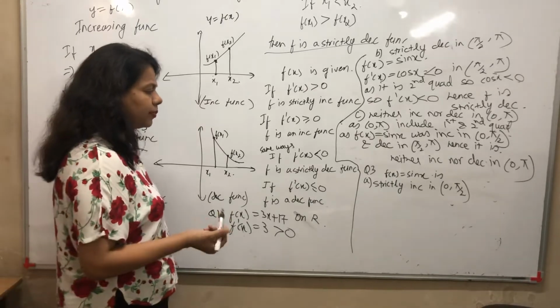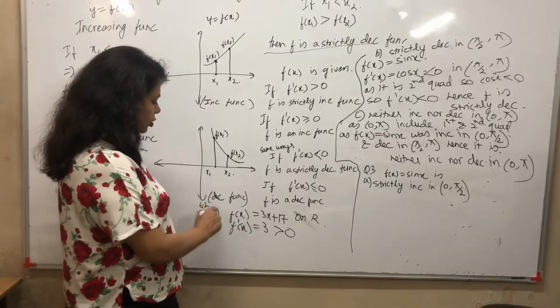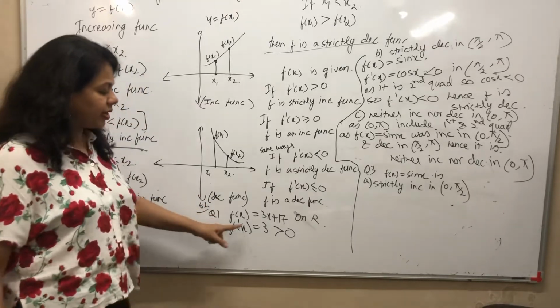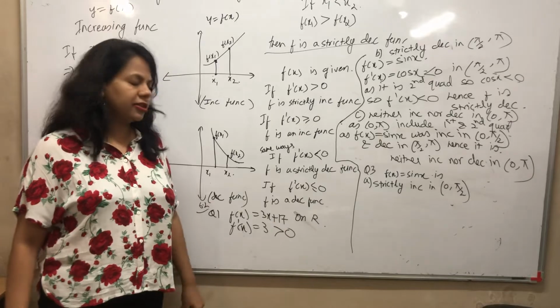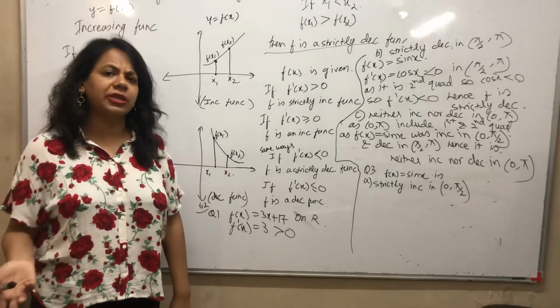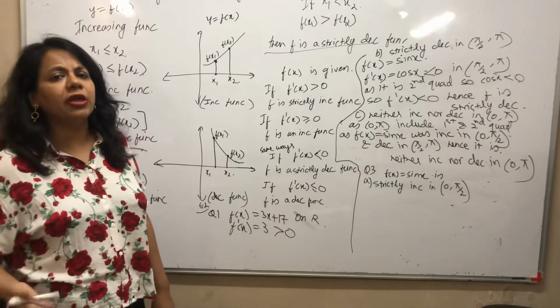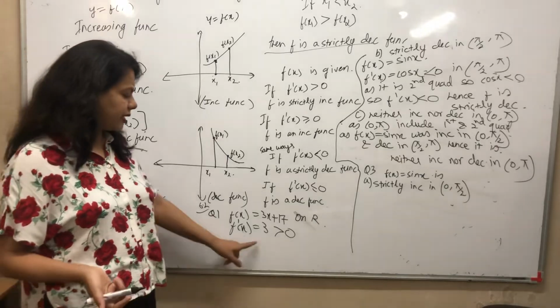Let's take up question 6.2, the first question. f(x) is given as 3x + 17. You are supposed to prove that it is strictly increasing or not. So I find f'(x). How much is f'(x) that I get?